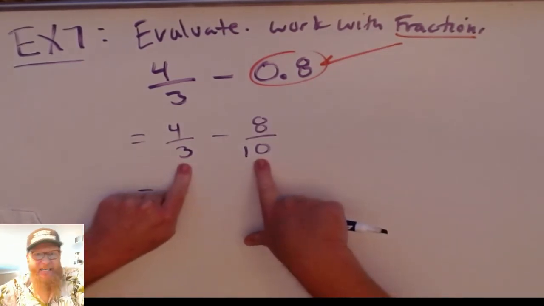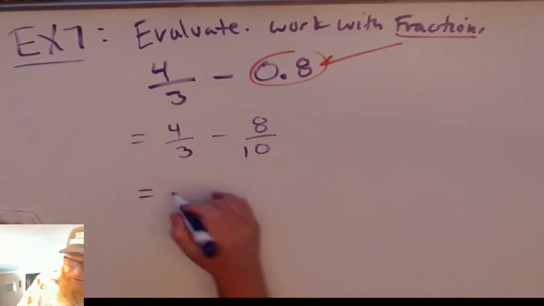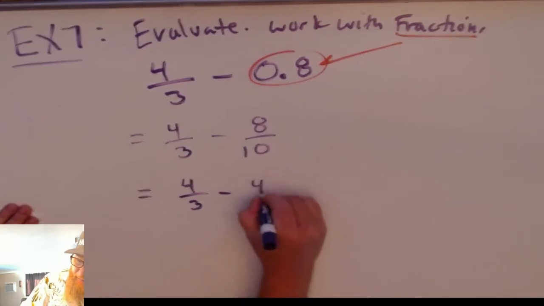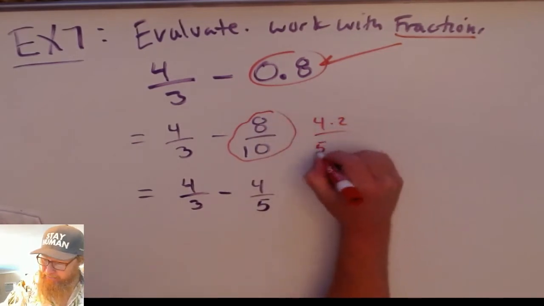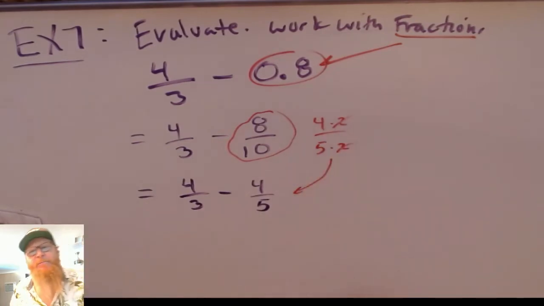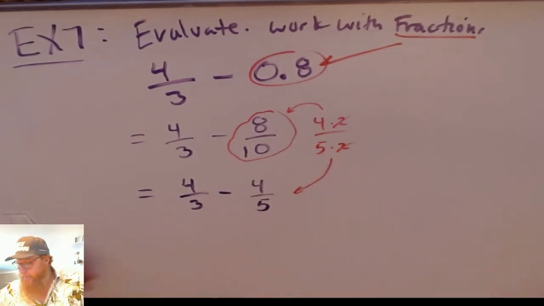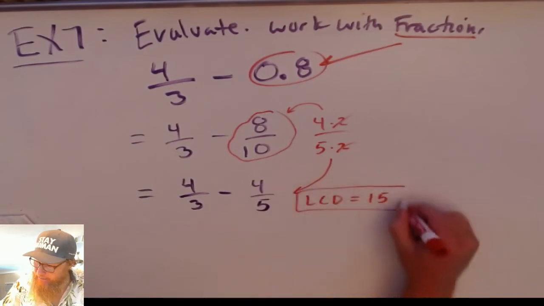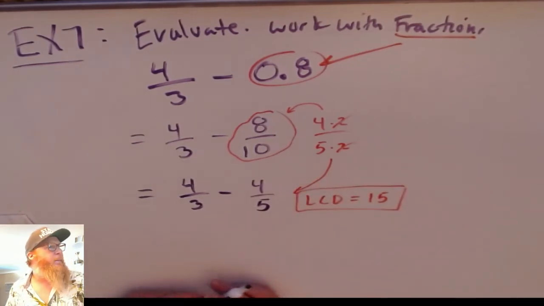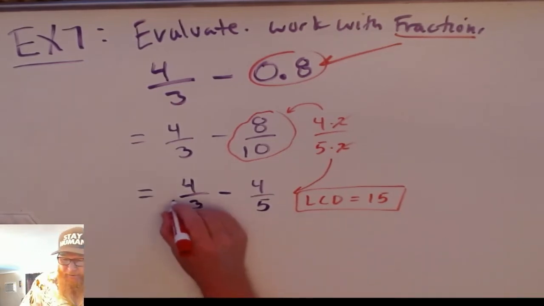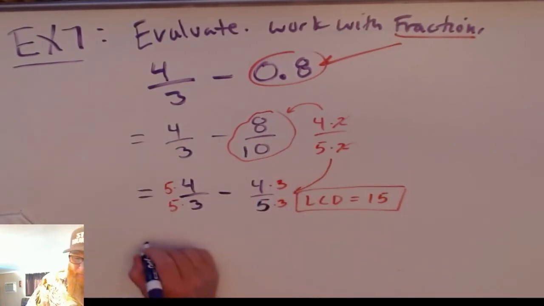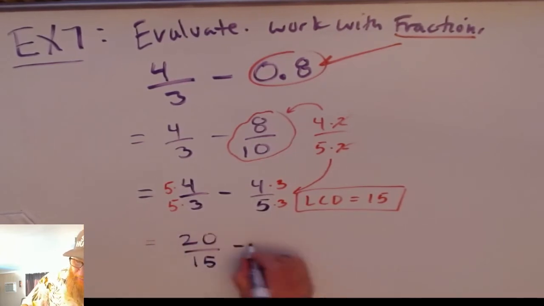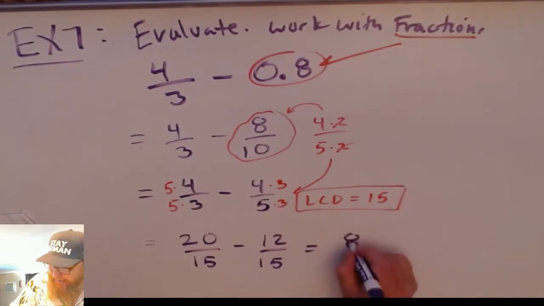Okay, now I could do the LCD now. It would be 30. Okay? Or I can reduce it. 8/10 becomes 4/5. And again, mental math, that's 4 times 2, and then 5 times 2, and then you cancel the 2's. Okay, that's how this happened. And now my LCD is much smaller. It's only 15 now. So for an LCD of 15, I'm going to multiply this one by 5 and multiply this one by 3. So I get 20/15 minus 12/15, which is 8/15.